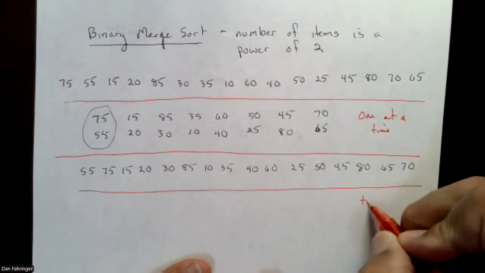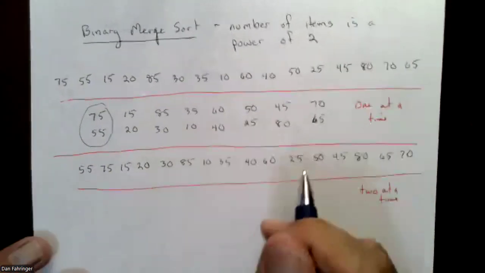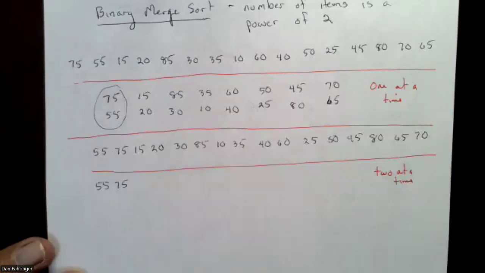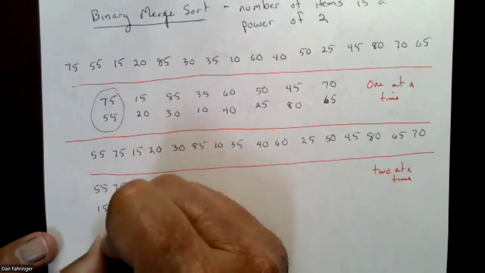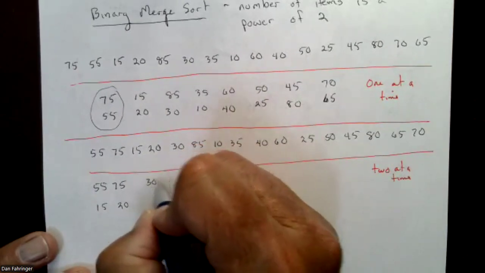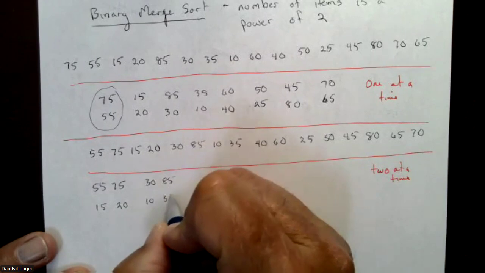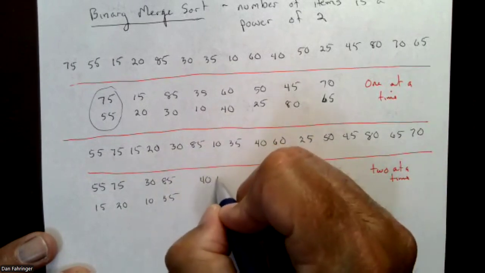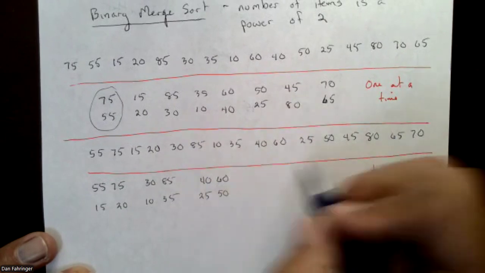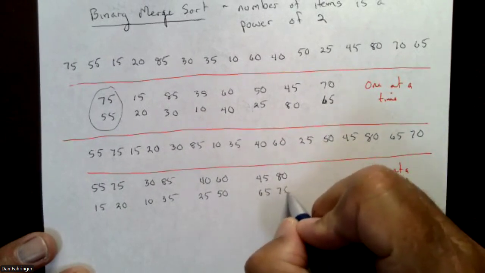Power of two. This time I'm going to go two at a time. 55 and 75. I like that because they're already sorted. Second list, 15 and 20. Back to the first list, 30 and 85. Second list, 10 and 35. 40 and 60. 25 and 50. 45 and 80. 65 and 70.